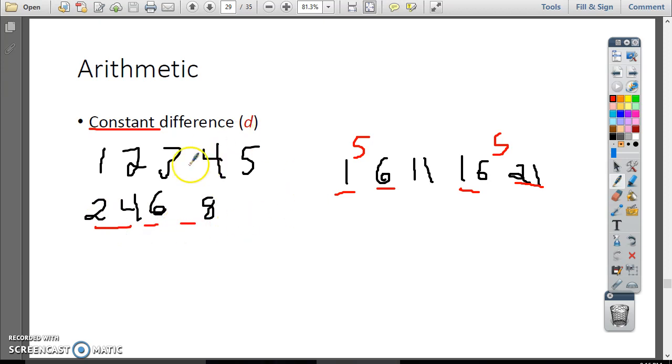So the common difference relates to each sequence. The common difference in this case, D, is equal to 1. Over here, D is equal to 5. And down here, D is equal to 2. Okay. So all sequences that kind of go up or down by the same amount each time are called arithmetic sequences.